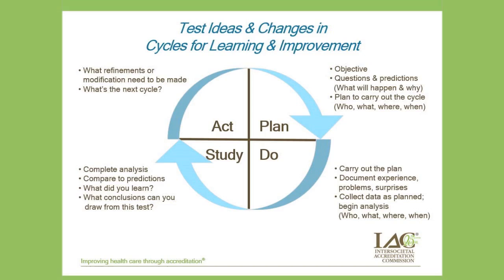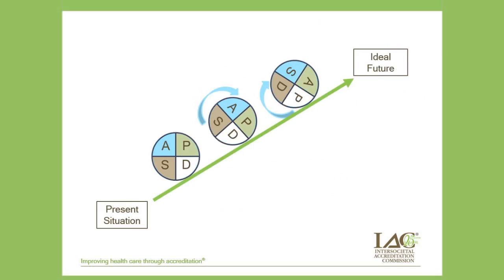Next is do. Collect data as planned, document experience, problems, and surprises. The data is then analyzed and compared to what was predicted as the outcome. Did something unexpected happen? What conclusions can you draw from this test of change? Finally, you will act with refinements and modifications to be used in the next cycle. Ideally, you'll have a series of PDSA cycles that will lead you from your baseline to the goal of greater than 95% quality score for case studies and final reports.